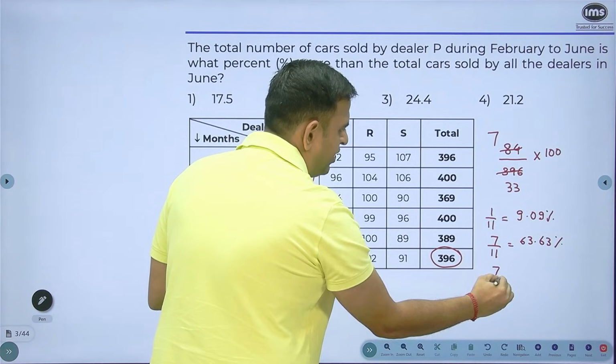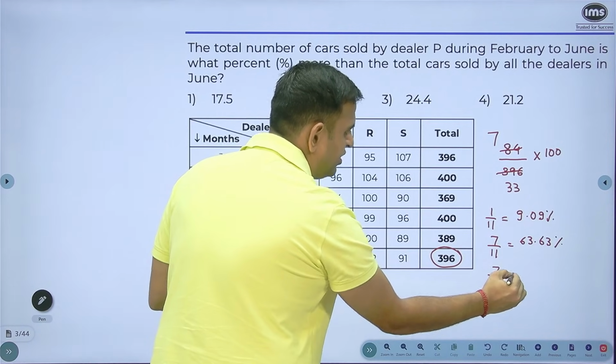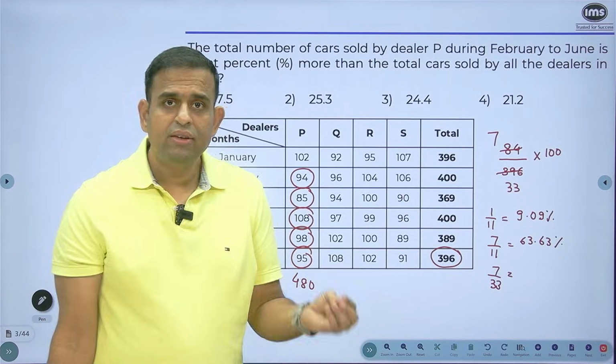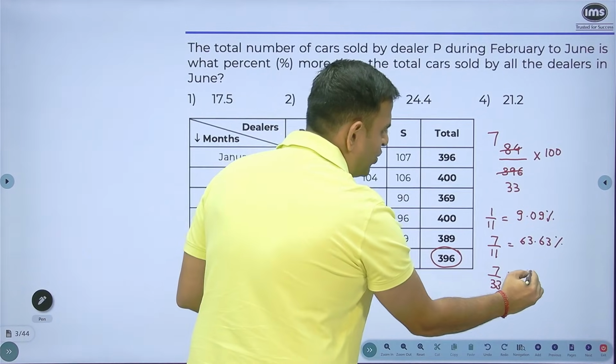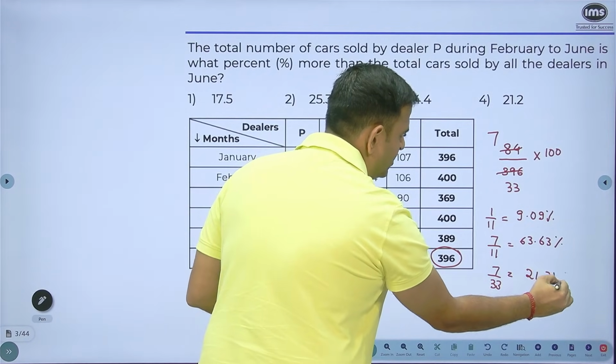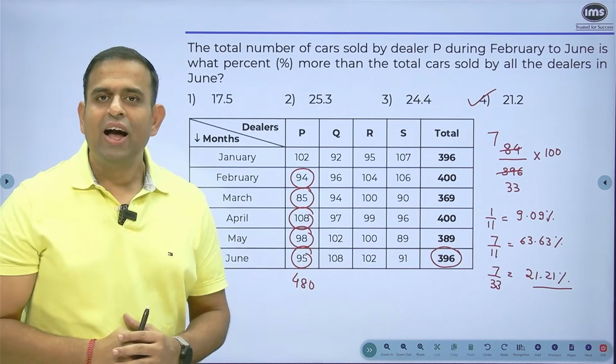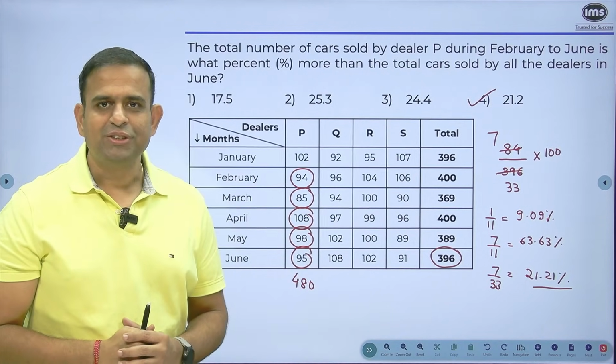So how can I find out the number 7 by 33? 7 by 33 basically will be 1/3 of this number. So if I divide the number 63.63 by 3, you will get 21.21%. So definitely, I will choose to mark option number 4 as the answer for this particular question.